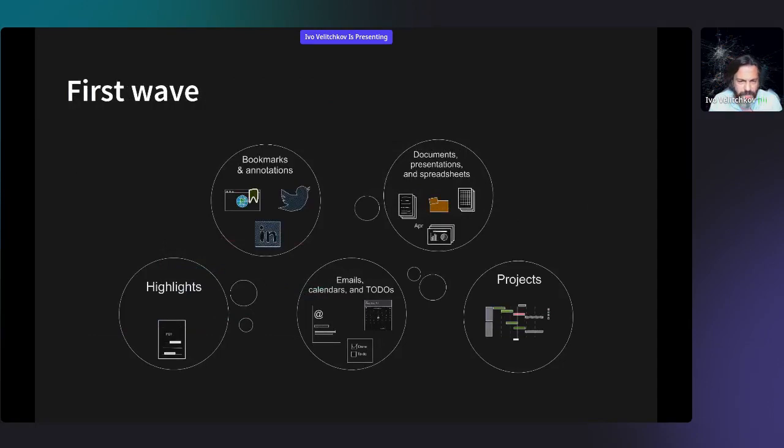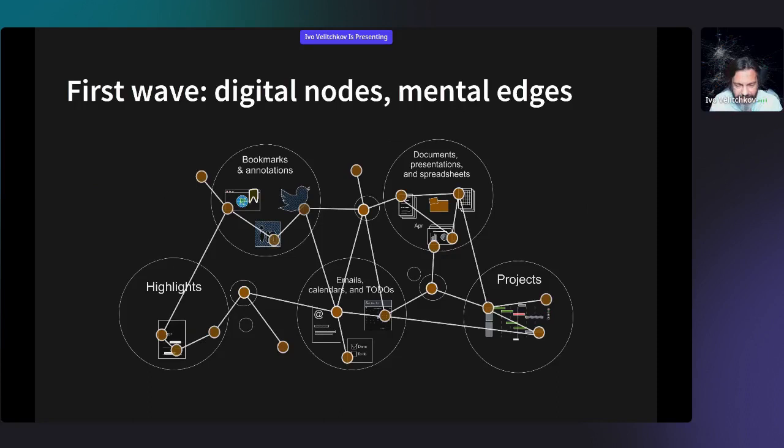The first way, in a way, nobody's talking about what they work with as a personal knowledge graph, but when you think about it, there are bookmarks, documents, projects, emails, highlights, and they are in their own silos. But we can only work with them if they're connected. And this connection is happening in our heads. That's why we can say that everybody is using personal knowledge graphs, but with digital nodes and mental edges.